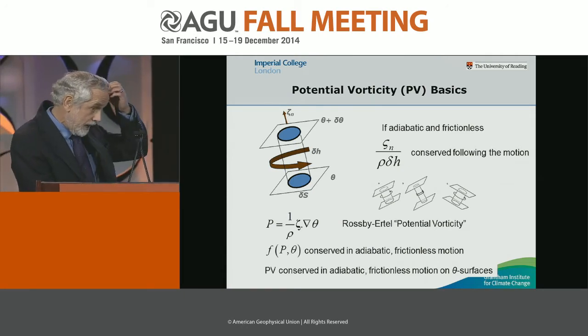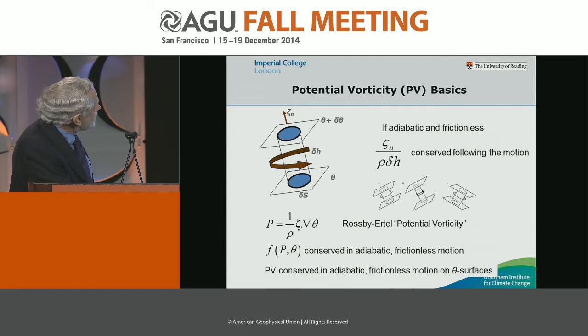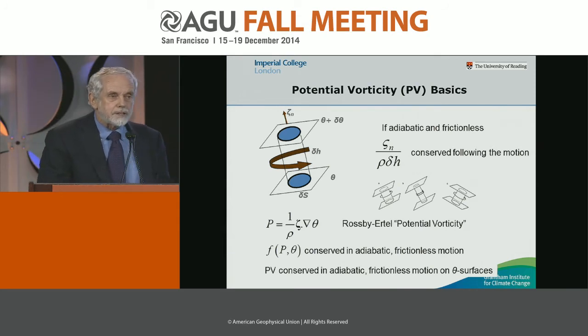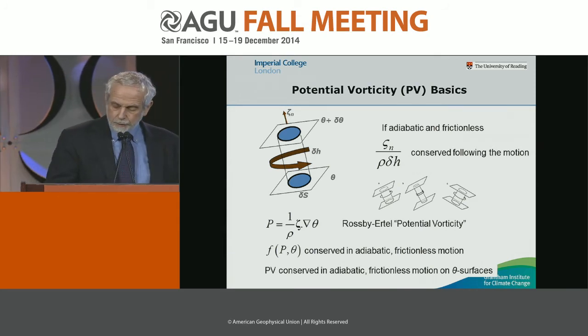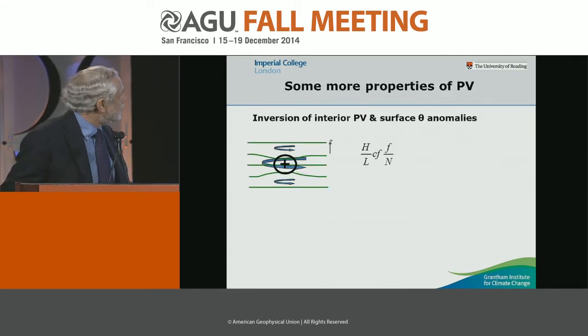But we can also easily think from this diagram what happens if we have frictional processes. If there's a torque changing the circulation, then that will change the potential vorticity. And equally, if there's a heating which is larger at one end than the other, it will change the length of the cylinder, and so it will change the potential vorticity. So you don't have to go to the complicated differential forms to see what is going to happen. It's all quite obvious there.